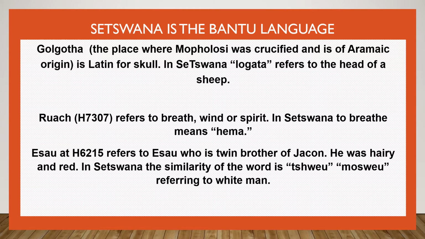Golgotha, the place where Mupulusi, that is Yeshua the Christ, was crucified, is of Aramaic origin. It refers to skull. In Setswana, Lohata refers to the head of sheep. Golgotha, Lohata.